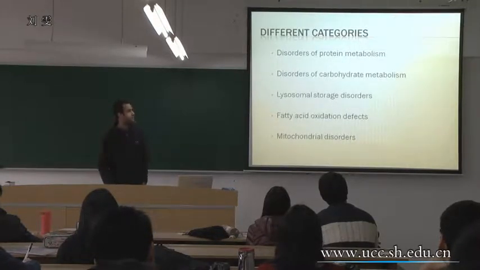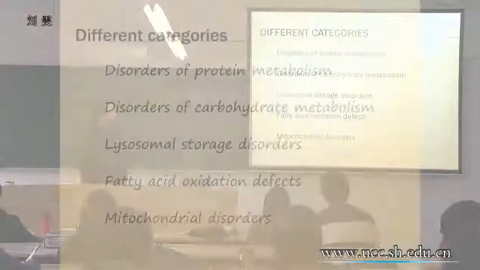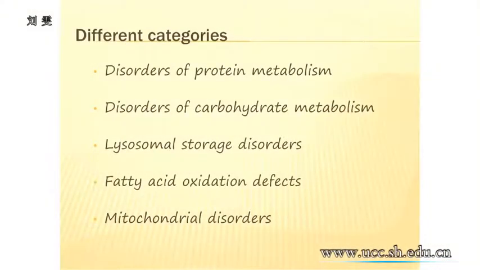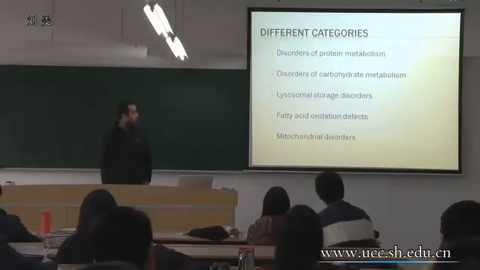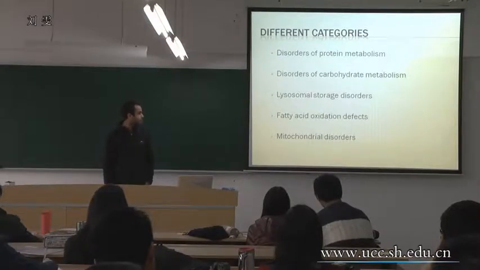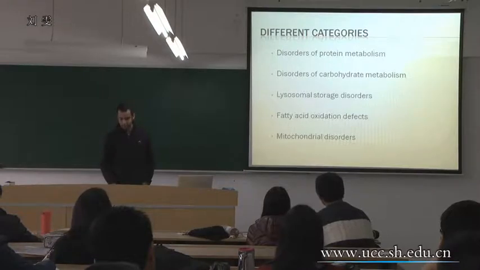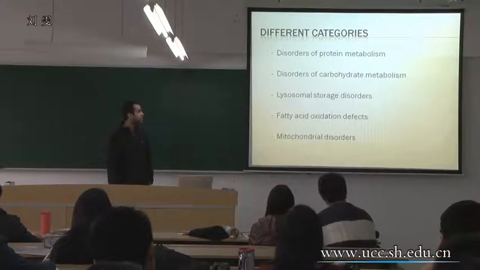So what are the different categories of inborn errors of metabolism? We have disorders of protein metabolism, disorders of carbohydrate metabolism, lysosomal storage disorders, fatty acid oxidation defects, and mitochondrial disorders. So it's a very broad topic. I can't give you many examples of it. I'll do one or two or three, but there are hundreds and hundreds of different types.